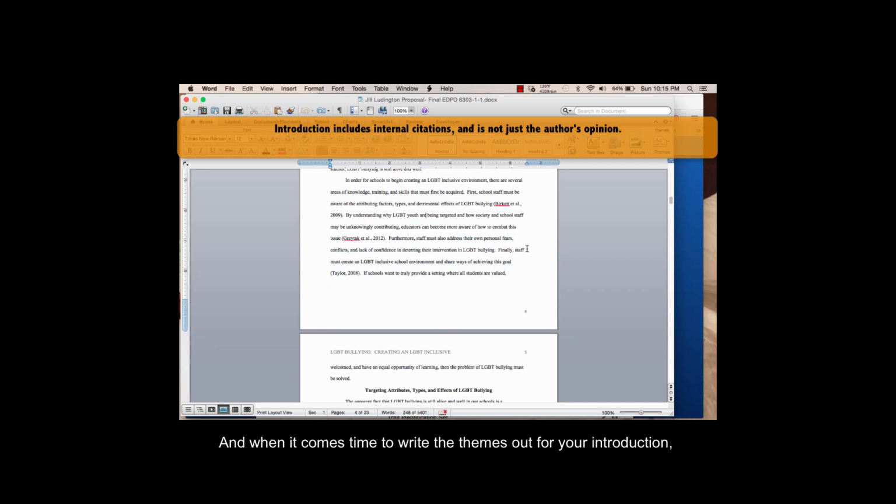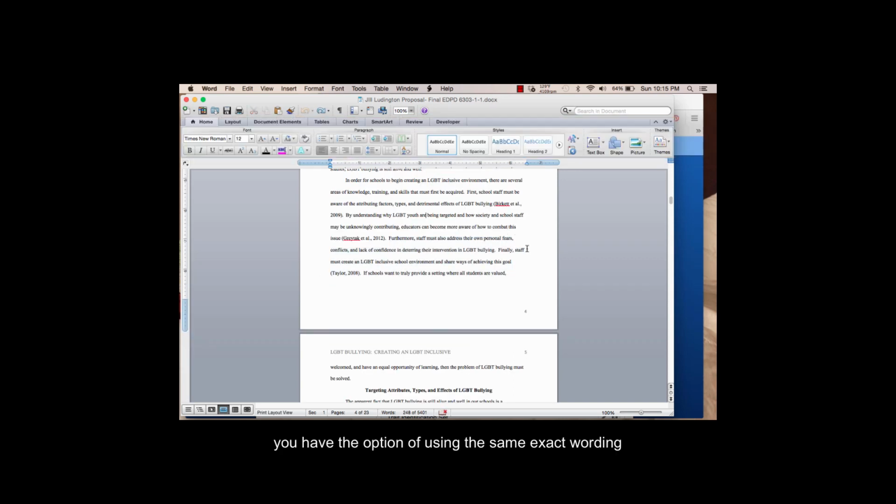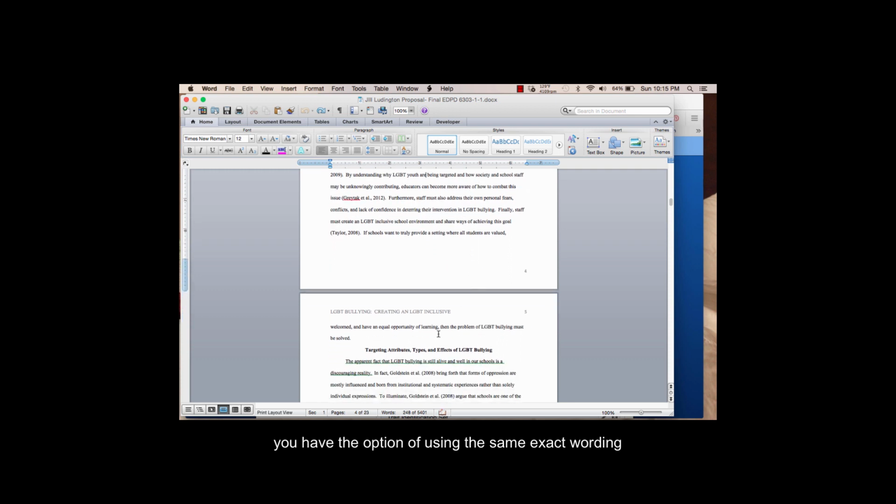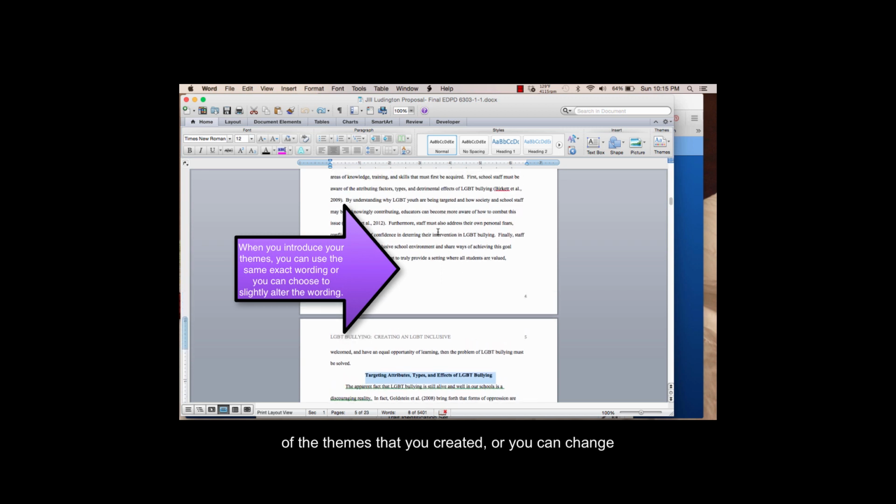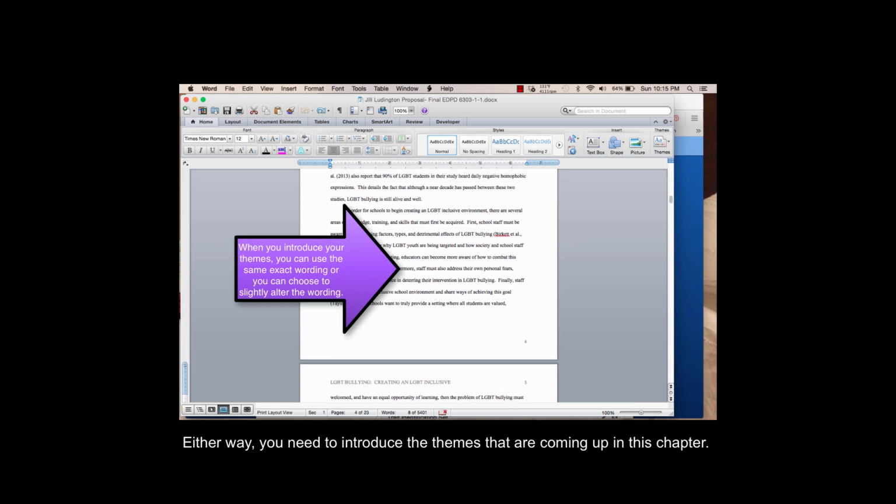And when it comes time to write your themes out for your introduction, you have the option of using the same exact wording of the themes that you created, or you can change up your wording a little bit. Either way, you need to introduce the themes that are coming up in this chapter. So to summarize, the traits for the introduction are to briefly introduce the overarching problem the study's trying to address, to outline what sections and/or themes will appear in the chapter, and the introduction should also include internal citations and not just the author's opinion.